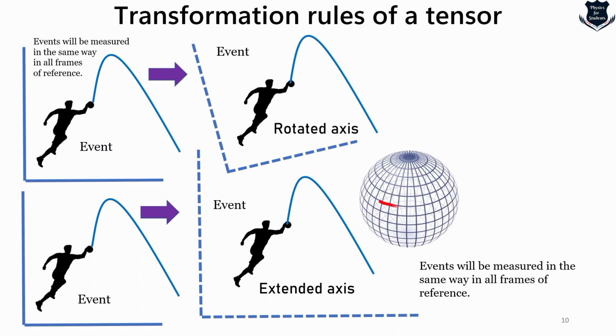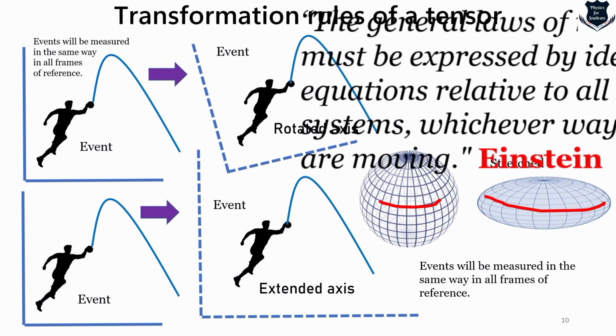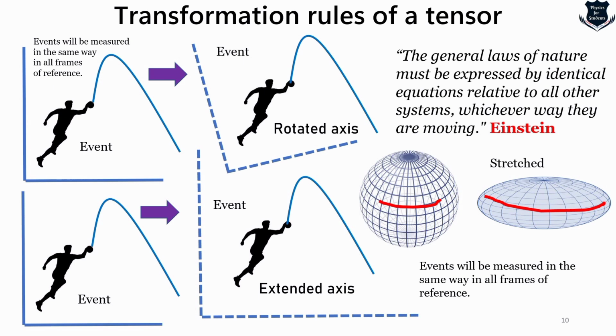of tensors. So here the straight line, which is technically called a geodesic, gets extended further into an oblate spheroid. Still the measurement should be the same, and we saw what Einstein actually quoted in his famous line, that the general laws of nature must be expressed by identical equations relative to all other systems, whichever way they are moving. This is the basic idea of Einstein, the basic idea of general relativity and of all parts of physics: the rotation transformation of coordinates should not affect the basic measurement system. So we are going to take this ahead and explore it.